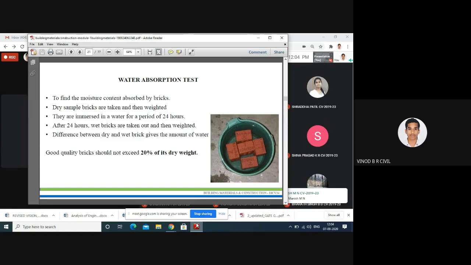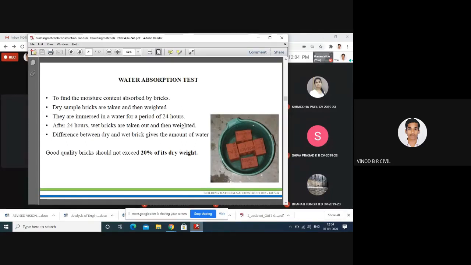A good quality brick should not exceed 20% of its dry weight. Means as per Indian Standard, a good building brick should not absorb more than 20%. If it absorbs 40%, 50% or 60%, it is not a good brick. If it absorbs 10%, 12% or 13%, it comes under good quality brick.